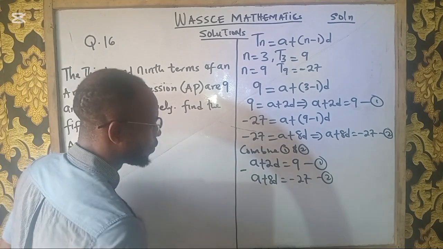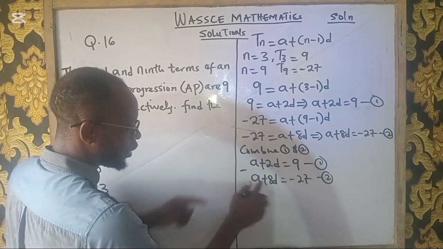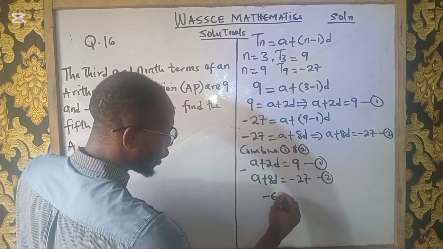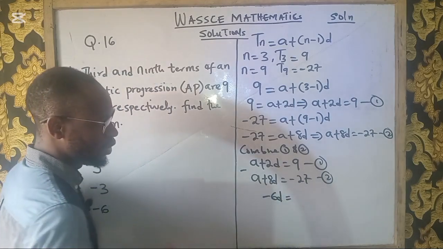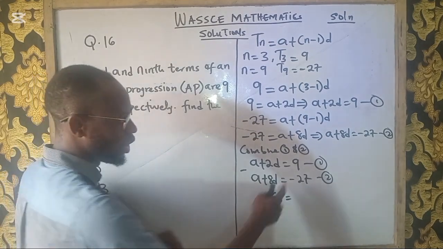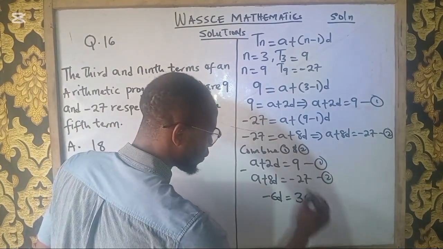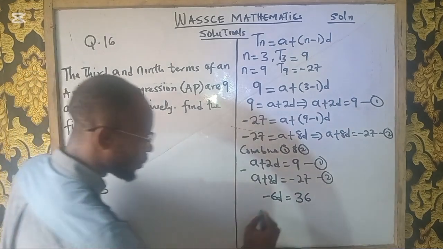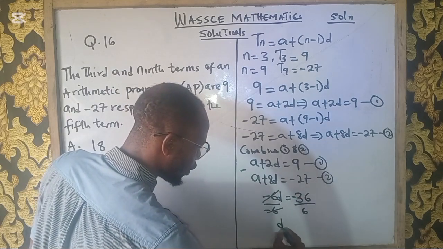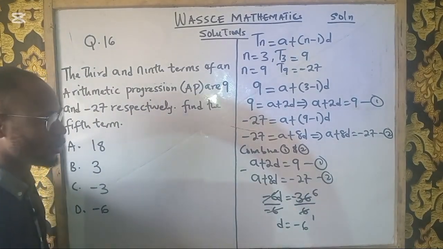So you subtract. A minus A is out, then the same thing applies to these guys: 2d minus 8d gives us minus 6d. Can you see that? Then 9 minus minus 27, that means you have two minuses in between, that will be plus. 9 minus minus 27 is the same as 9 plus 27, and that will give us 36. So you divide both sides by negative 6, so that the value of d will be minus 6. We have gotten the value of d to be minus 6.